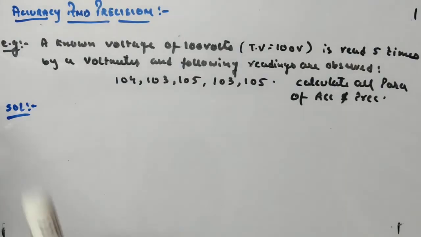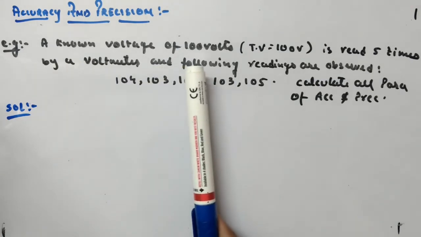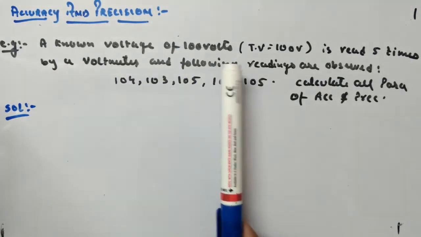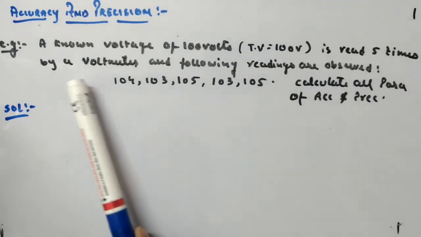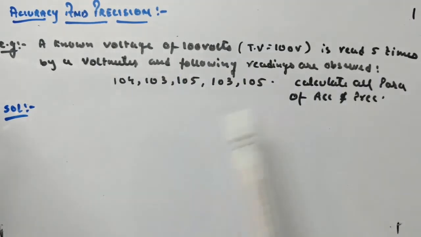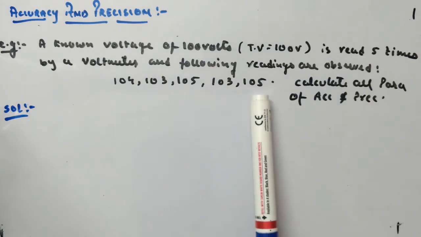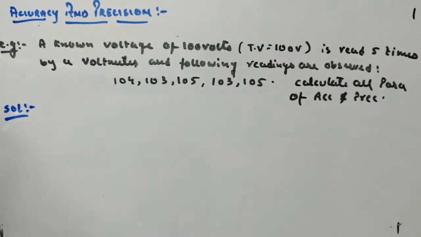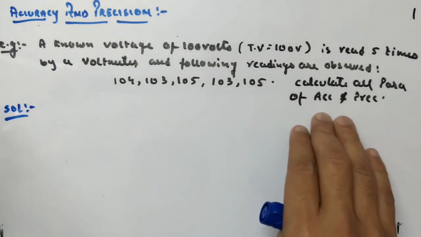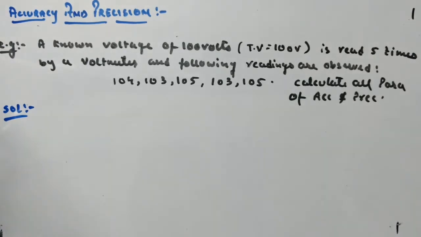Okay, let's see an example where you can apply all of these. A known voltage of 100 volts, true value is 100 volt, is read 5 times by a voltmeter, and the following readings are observed: 104 volt, 103 volt, 105 volt, 103 volt, 105 volt. You have to calculate all the parameters of accuracy and precision. So accuracy, relative accuracy, and then precision and bias, everything you have to calculate.